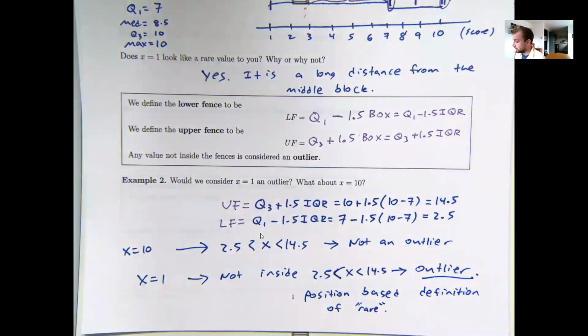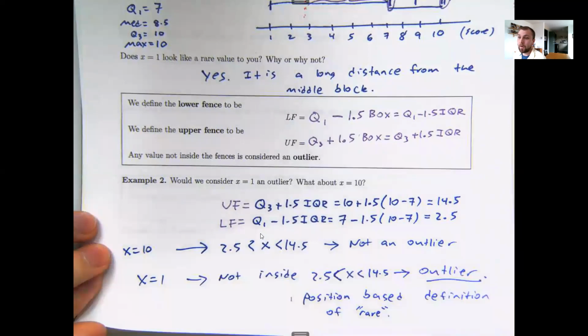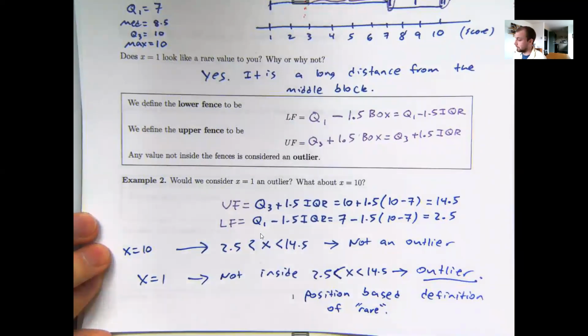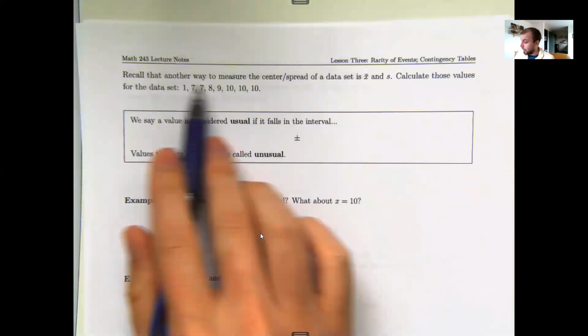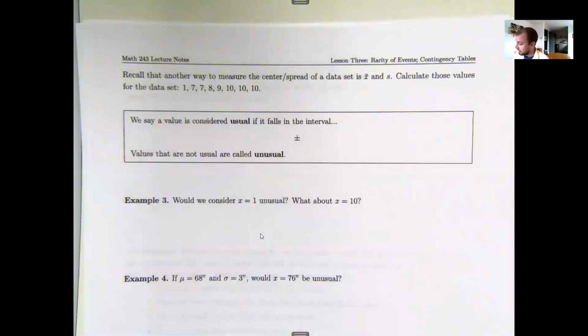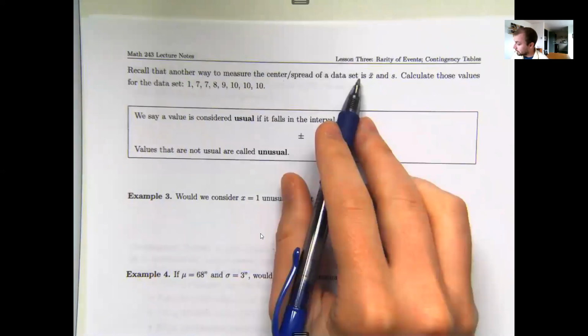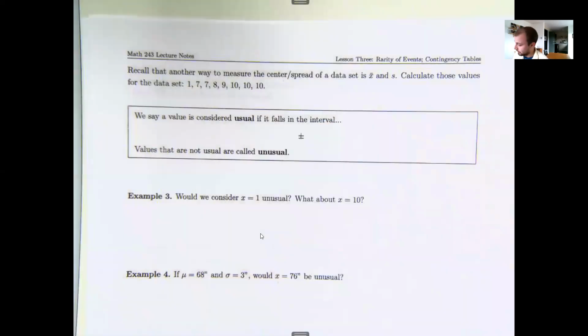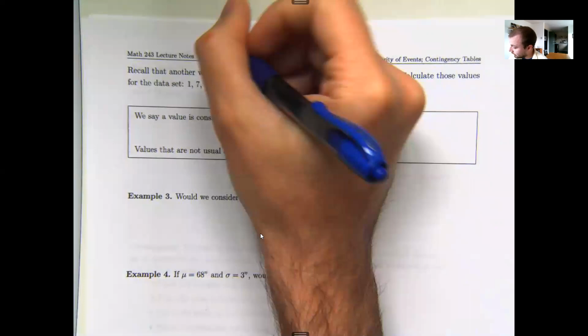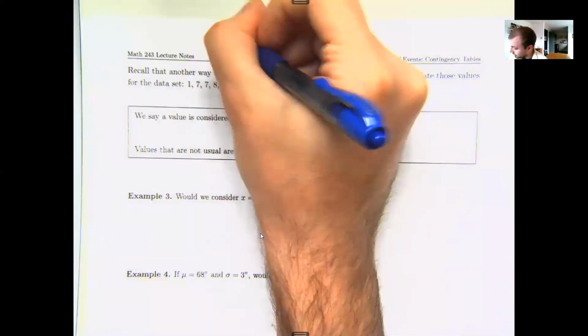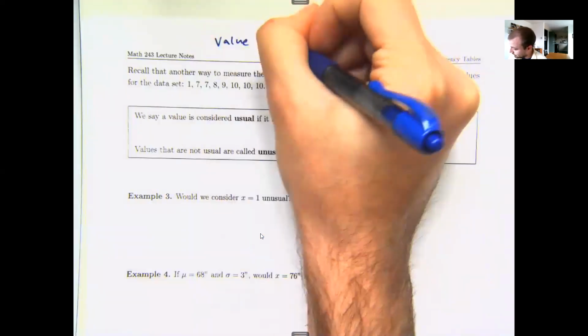Let's look at a situation where we define everything based off of all of those individual values. So reminder, the other way to measure the center and spread of a data set is the sample average and the sample standard deviation. So this is going to be value-based definitions.